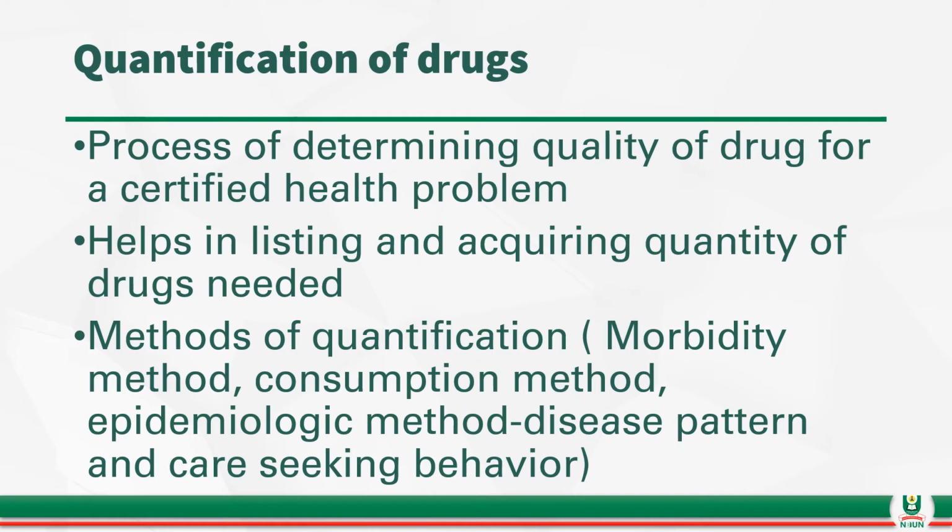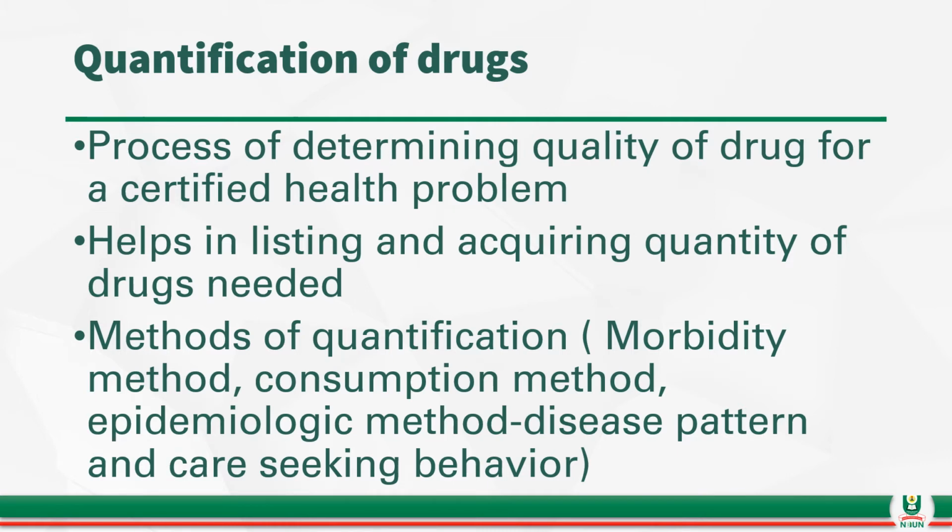After you have selected your drug, the next thing to do is to quantify your drugs. Quantification is basically determining the quality of drug for a certified health problem. It's not just the quality, you also look at the quantity of such drug. That helps when you list them, and then you look at the quality, and also at the quantity of such drugs that you need.